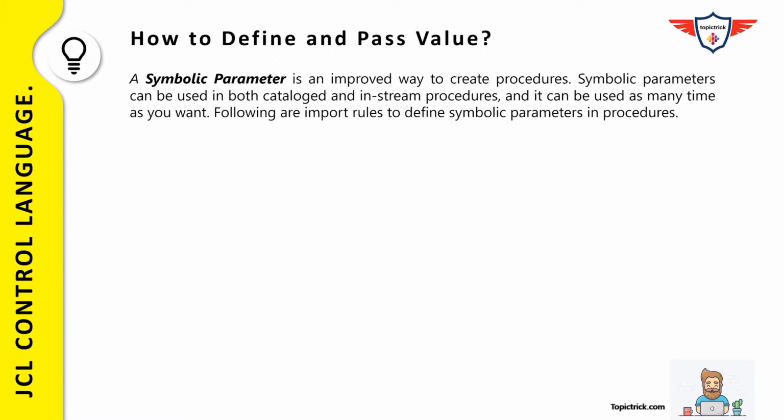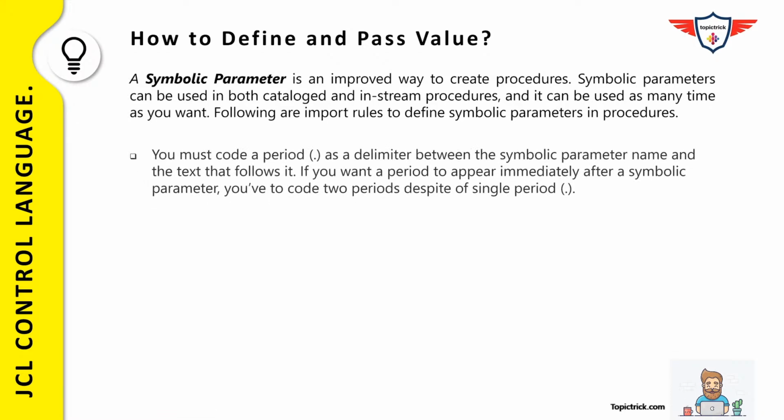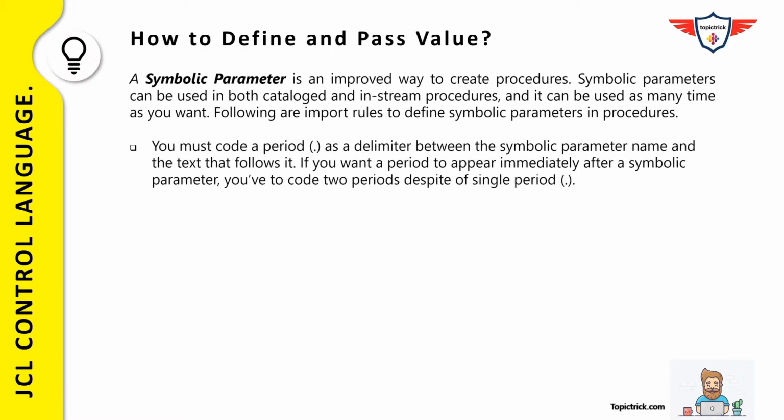So let's begin with the definition of symbolic parameters. In layman's terms, symbolic parameters are used to write catalog or in-stream procedures for general use. When you use a symbolic parameter, you don't code the actual parameter value in the procedure. Instead, you code a symbolic parameter that can take a specific value when you invoke the procedure from the JCL.